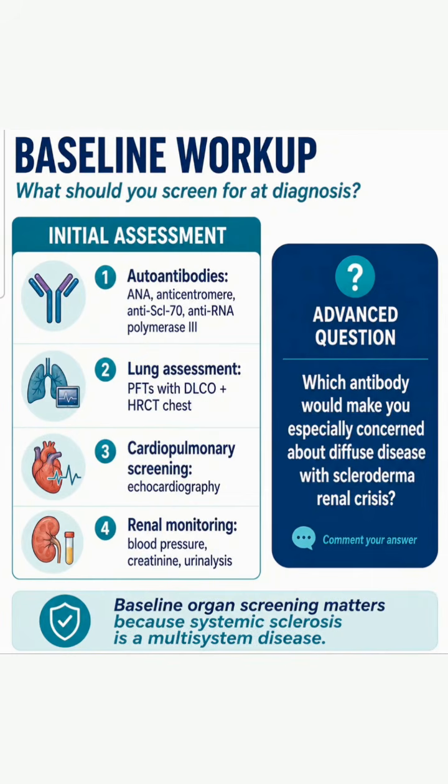At baseline, check ANA, anticentromere, anti-SCL70, and anti-RNA polymerase III. Assess lungs with PFTs including DLCO and HRCT chest. Screen pulmonary pressures with echocardiography. Monitor kidneys with blood pressure, creatinine, and urinalysis.